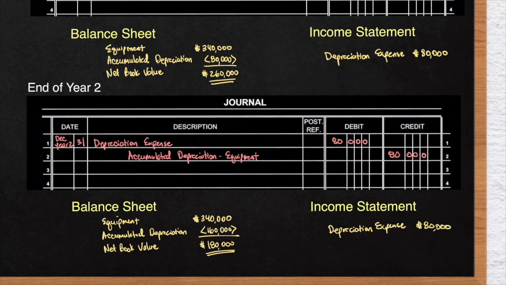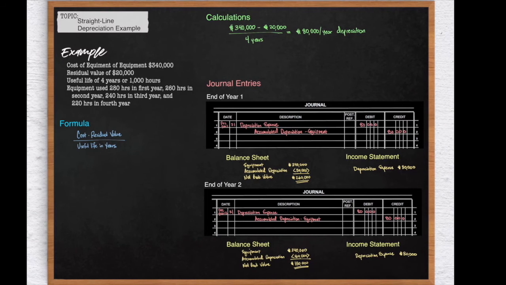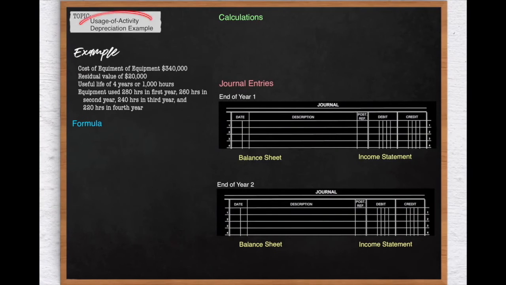How come that's not $160,000? Because remember, closing entries. At the end of each year, we close expenses, dividends, and revenue. And the first year's depreciation expense was closed to retained earnings, so that's why it doesn't accumulate. Next, we're going to do an example for usage of activity.